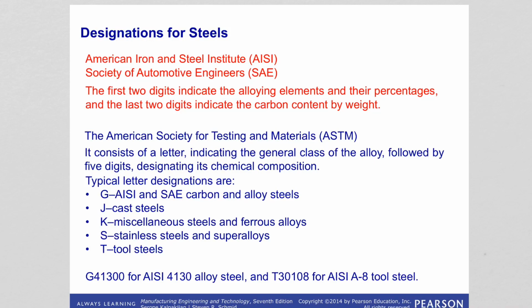Example, the first two digits, if it's 10, it represents carbon steels. If it's 13, it will represent manganese steels. If it's 23, it is nickel steels.